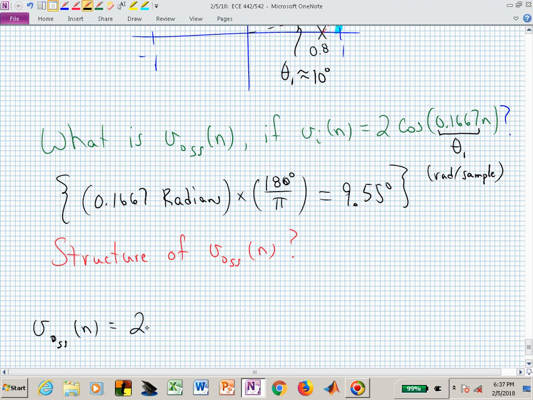We started with an amplitude of 2. How does that 2 get changed? It gets changed by how the low-pass filter shakes at an angle of 10 degrees. So we're now looking at the magnitude of h at e to the j theta 1.